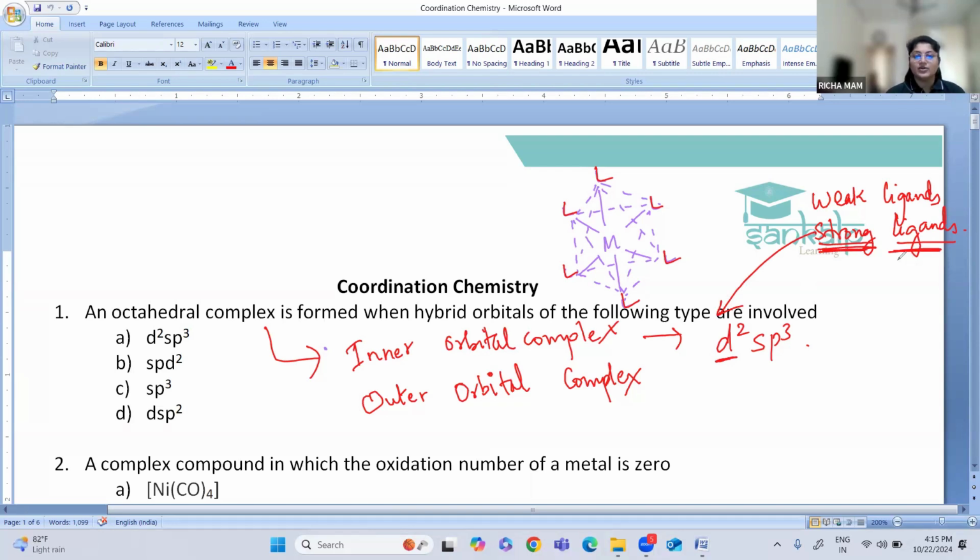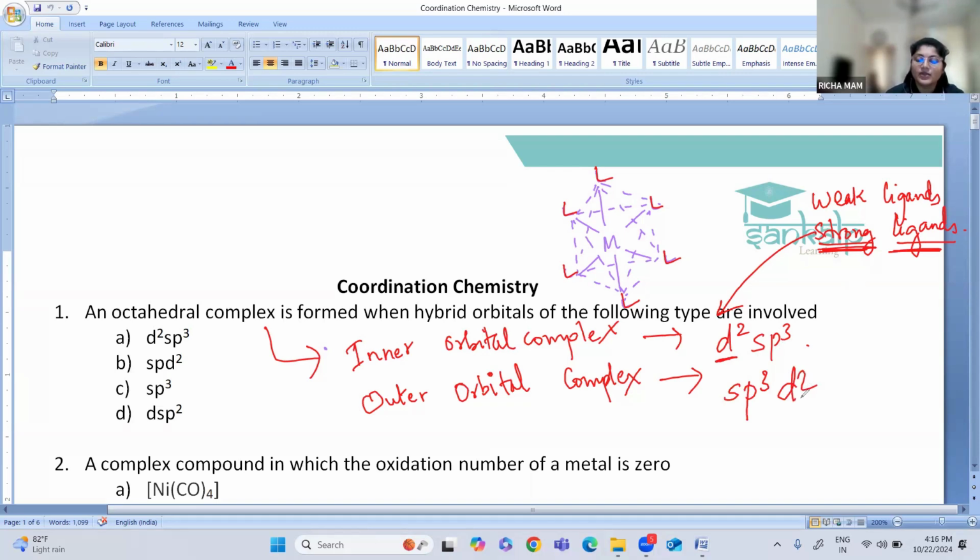Now, the second one, the outer orbital complex. The outer orbital complex is formed when you have a weak field ligand. When you have a weak field ligand, they are going to make use of the outer d orbitals. So what type of hybridization will it show? It will show sp3d2.